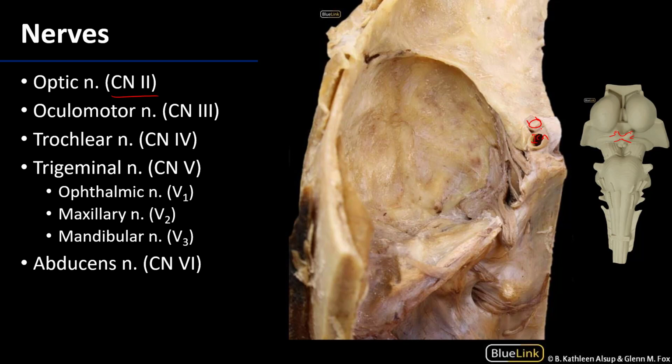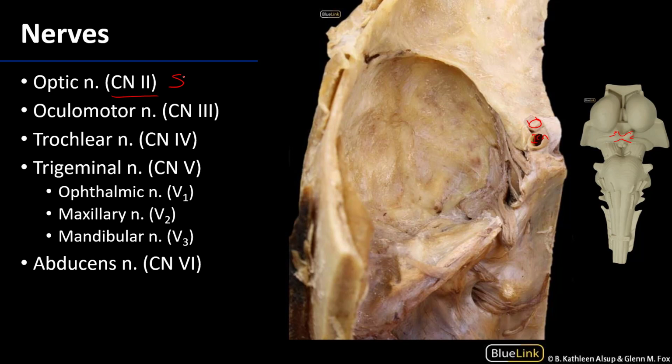The optic nerve is a sensory nerve, so it is afferent from the eye. So it's carrying visual information, special sensory information back from the eye.